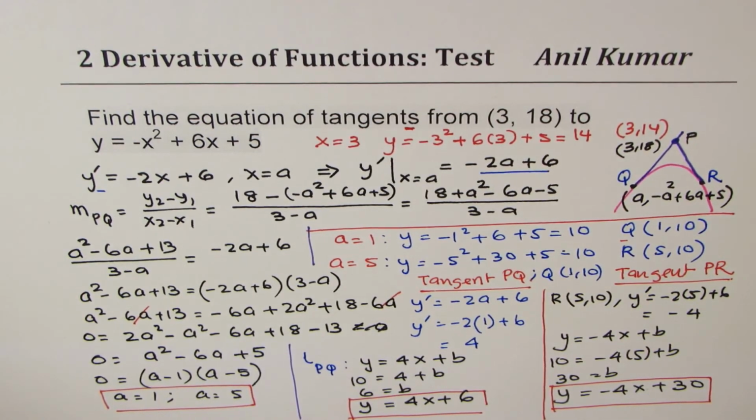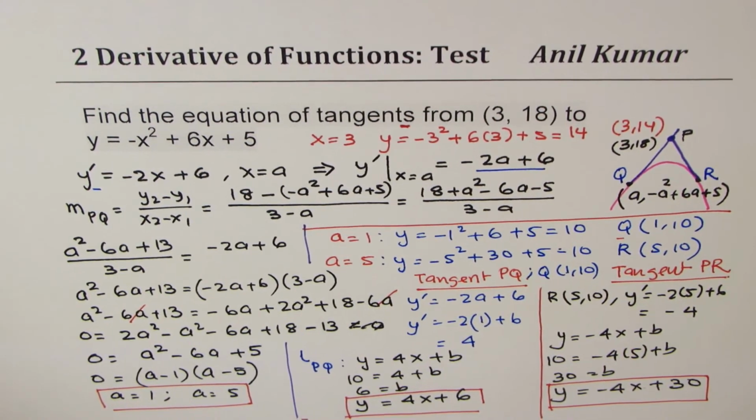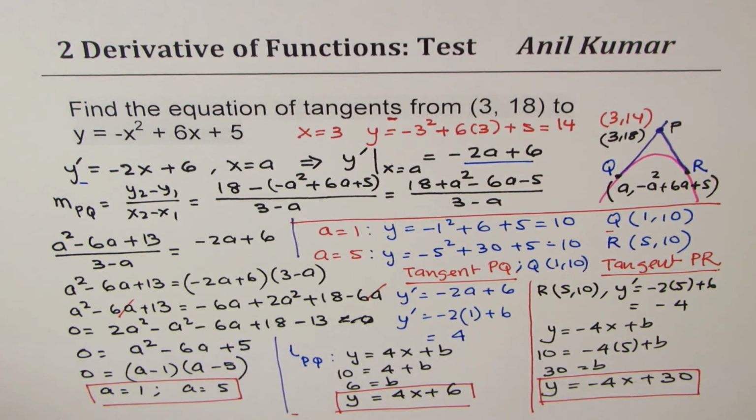So I hope with this you understand that at times you might be given a point which is not on the curve. So you are in a position to draw two tangents as in this situation, and that's the way you can find their equation. So at times it can be complicated. I'd like you to go through this solution once again. This is a very important question from test point of view.